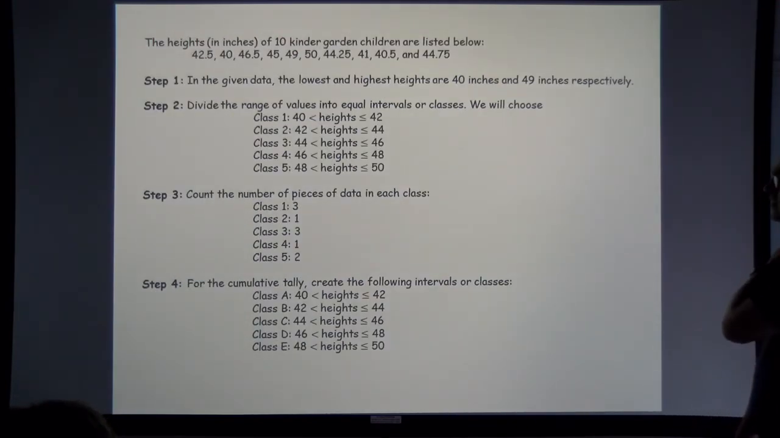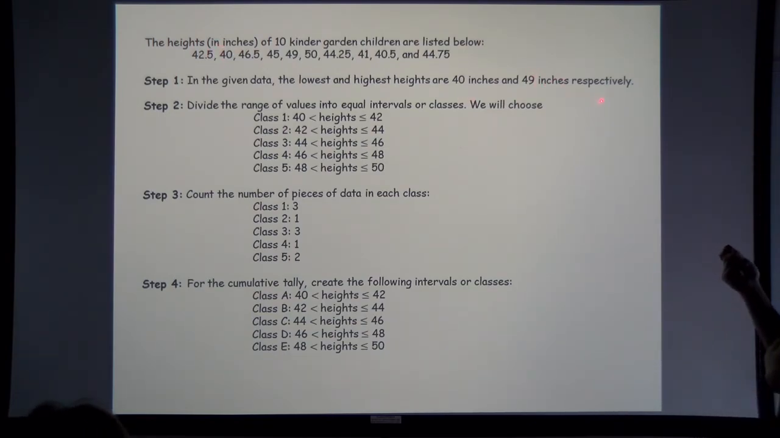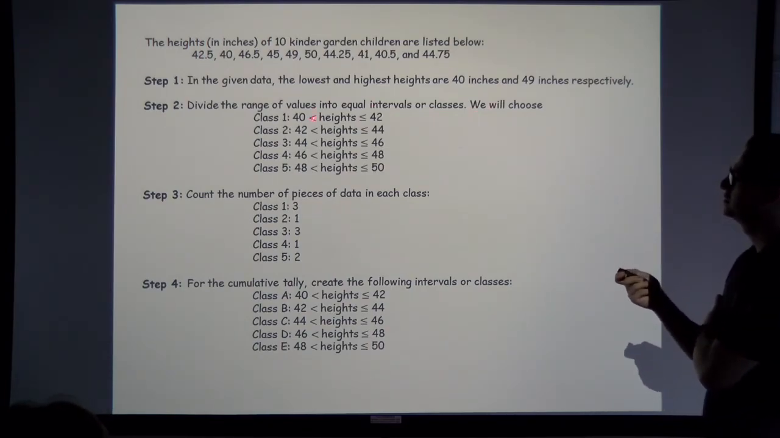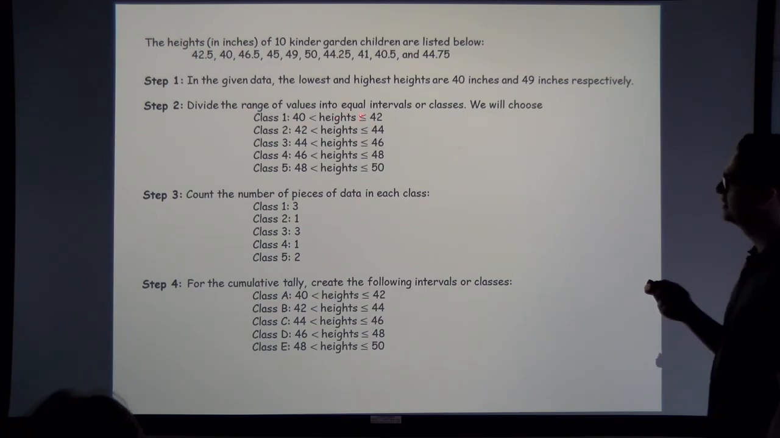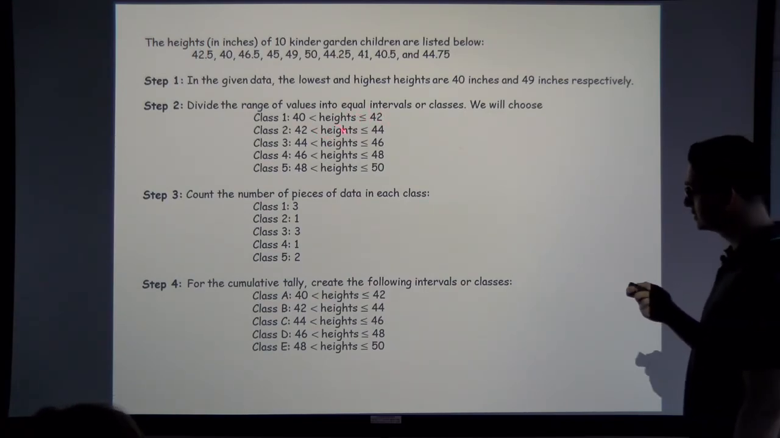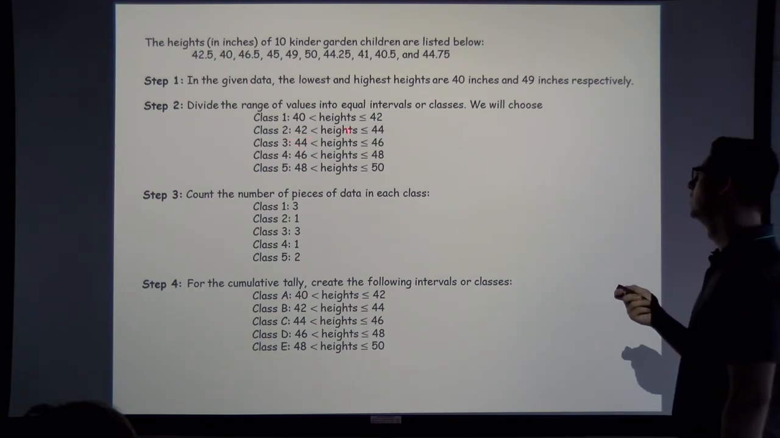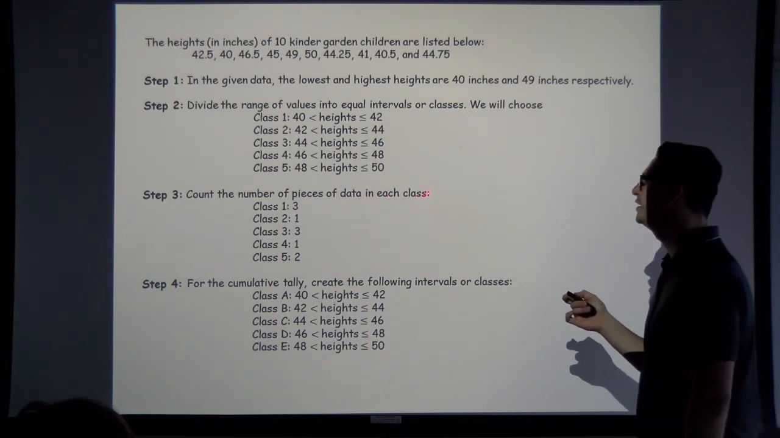The data that we have is the heights in inches of 10 kindergarten children, listed below. Step 1, the given data: the lowest and highest are going to be 40 inches and 49 inches respectively. Then divide the range, so have your different intervals. Class 1 is going to be heights greater than 40 but less than or equal to 42. Your class 2 is going to be heights greater than 42 but less than or equal to 44. For class 3, it's going to be heights greater than 44, less than or equal to 46, and so on and so forth. Then count the number of pieces of data in each class.